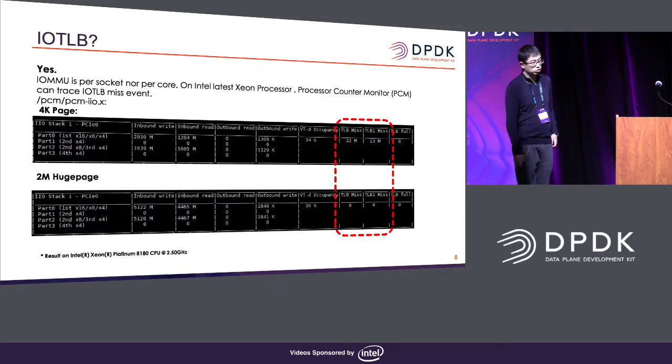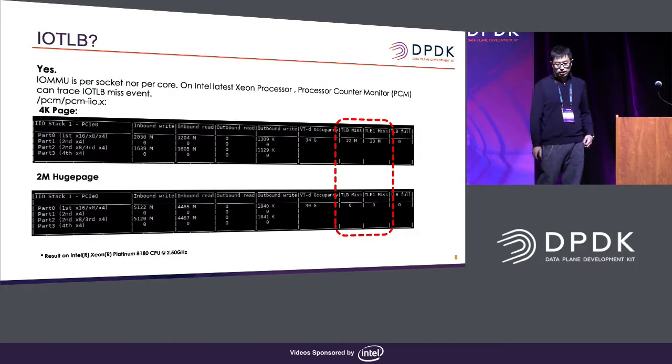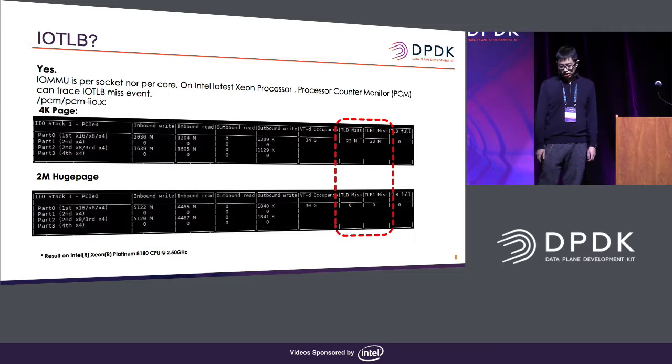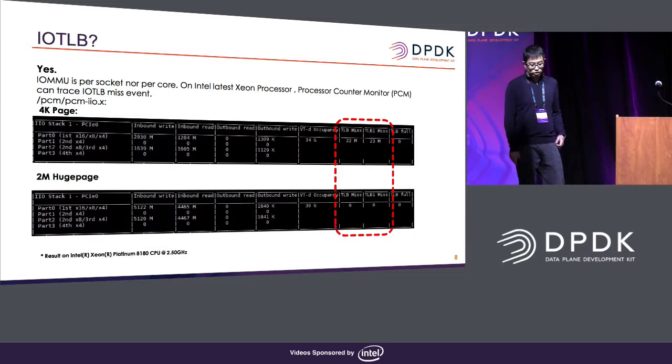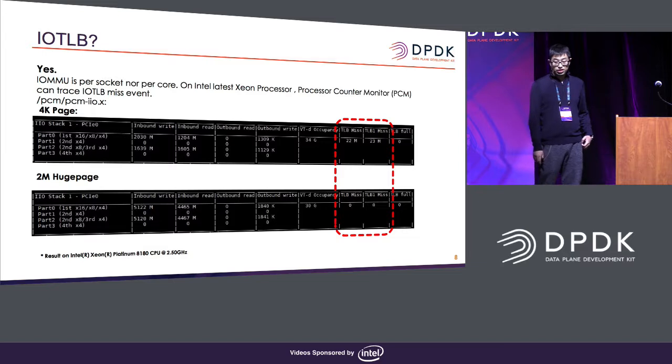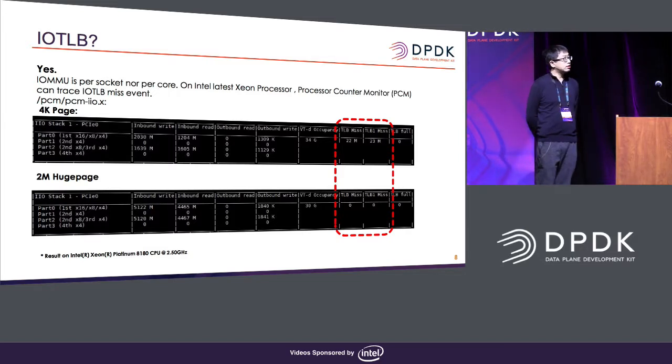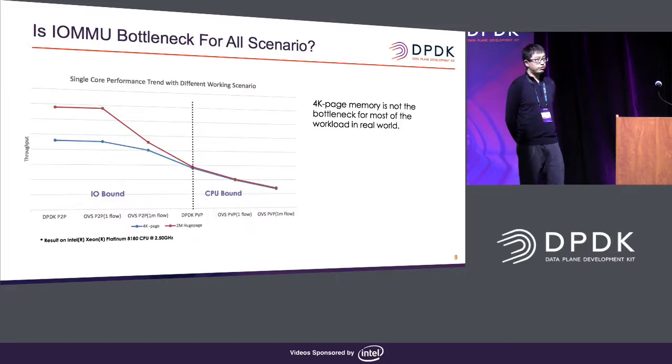So the answer: we think the performance bottleneck is the IOTLB. In this picture, we can see that with the latest Intel processor, we can use Processor Counter Monitor to trace the IOTLB miss event numbers. And from this table, we can see that if you're using 4K page, the IOTLB miss event count is huge compared to huge page. So we know that in that test scenario, 4K page has very low performance compared with huge page.